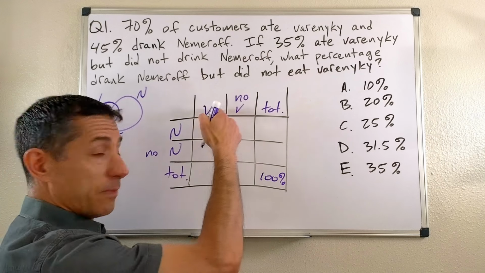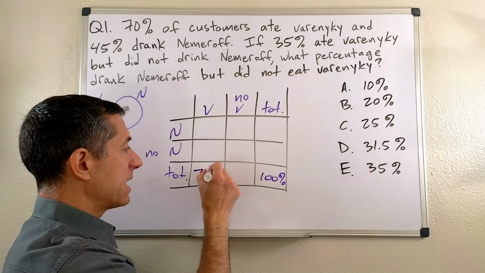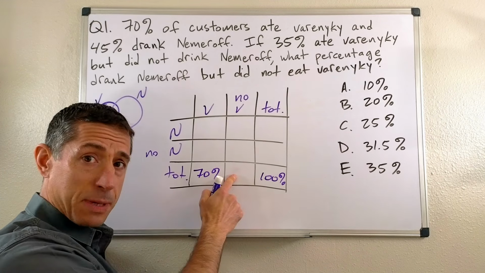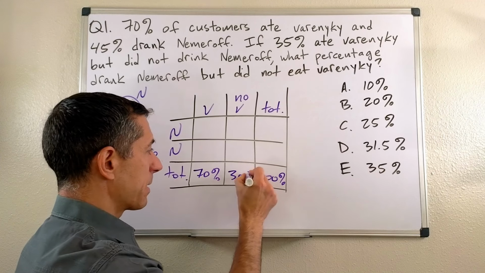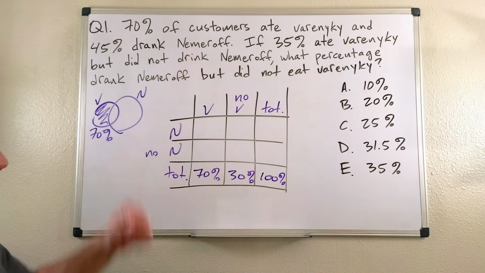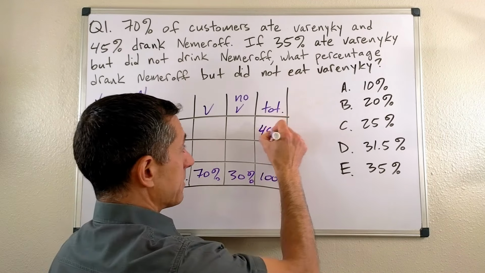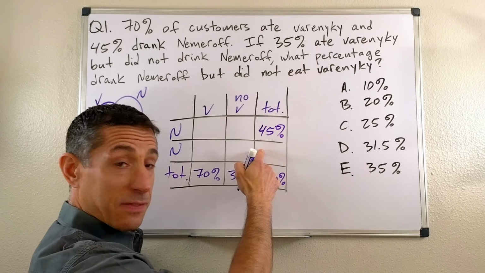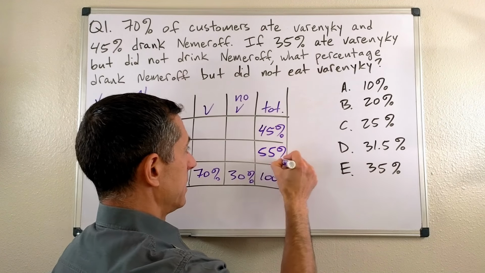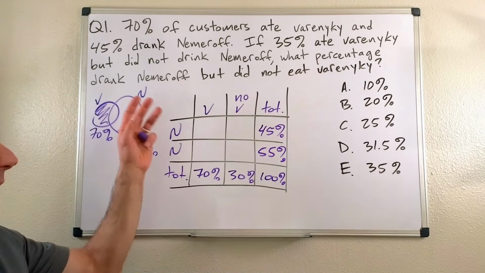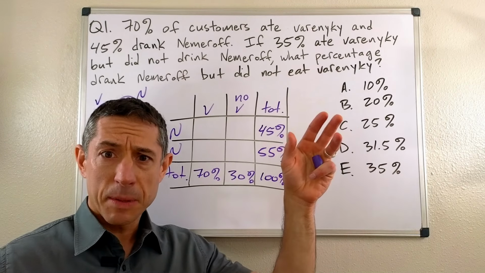So the total that eat Venn is 70%, which means that the percentage of people who do not eat Venn must be 30%. Same idea with the Nemirov. So 45% do drink it. That's the total over here, which means 55% do not. Very exciting. And now as this language gets a little bit more complicated, just be a little bit patient with it.